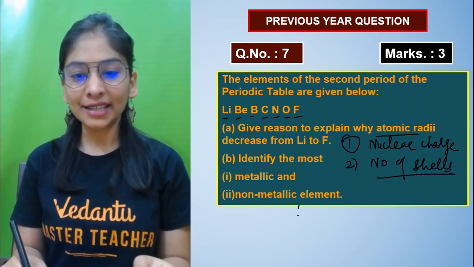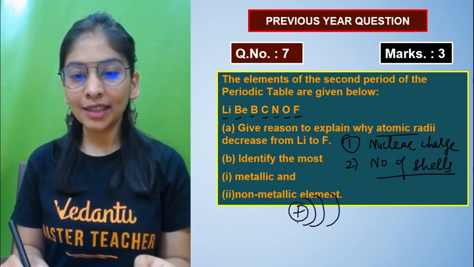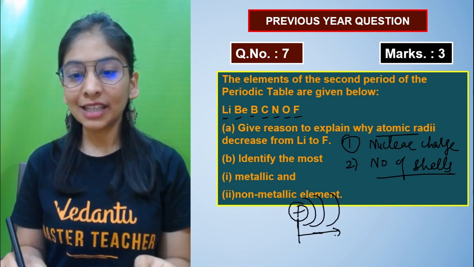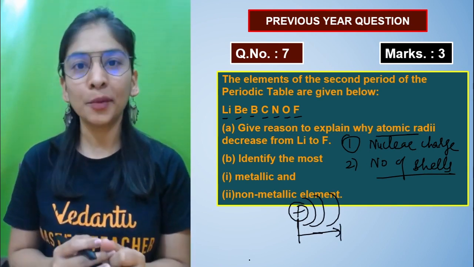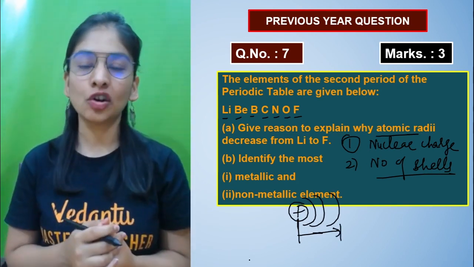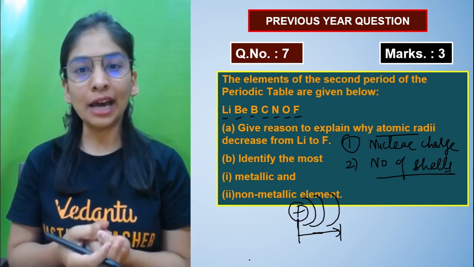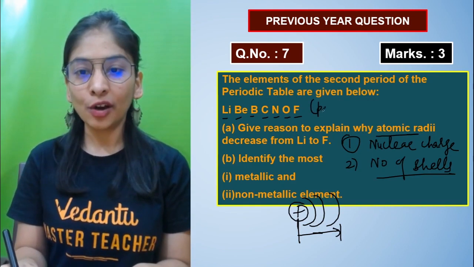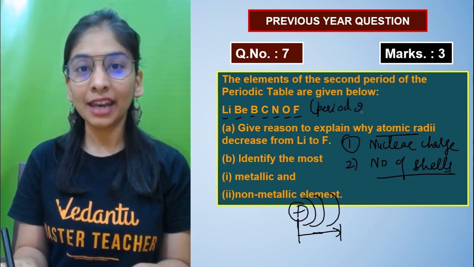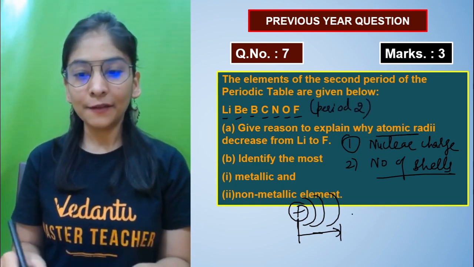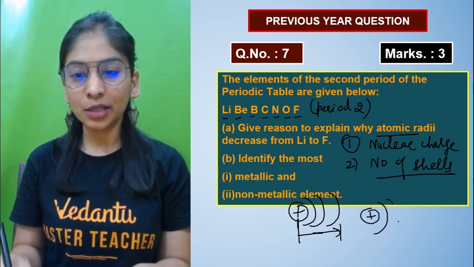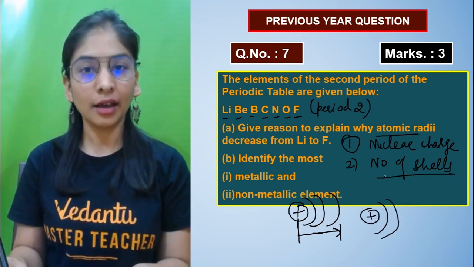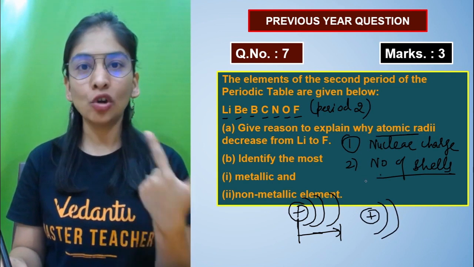Atomic radius is basically the distance between the center of the nucleus and the last shell in which electrons are present. This size is called atomic radius or atomic size. Now, when I talk about a period, you can see that this is period number 2, because all the electrons will be in these two shells. For lithium, beryllium, boron, there are two shells in which the electrons are present. The number of shells remains the same, not changing.